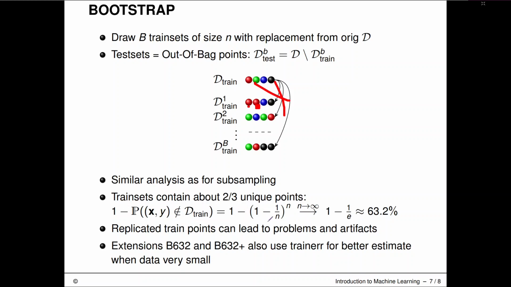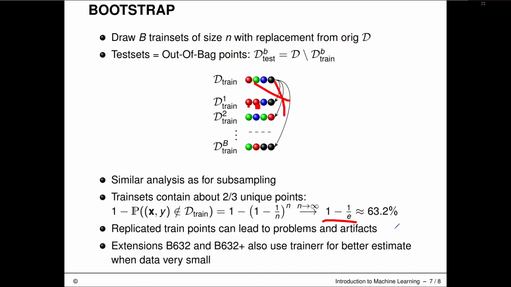And from elementary calculus, we know if we let n go to infinity, this is the very well-known limit. And this is exactly e to the power of -1, or 1 divided by e. And if you then calculate this, this is roughly 2/3. So this is the approximate amount of unique points we will see in our training data set of size n.